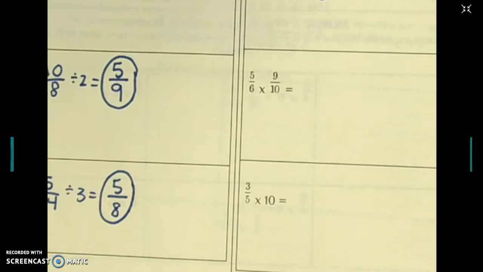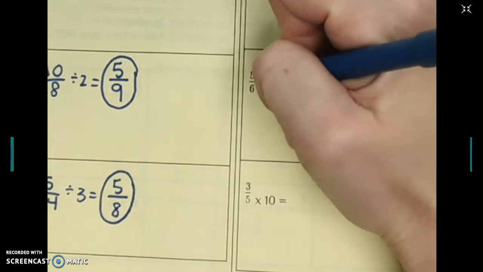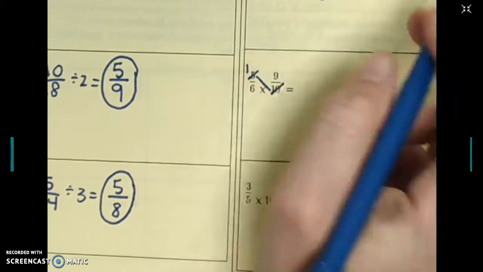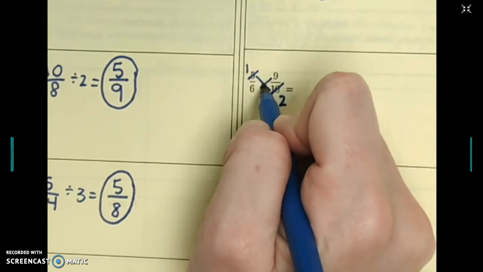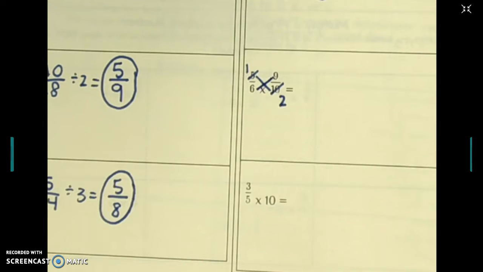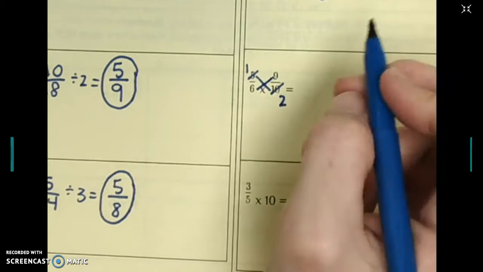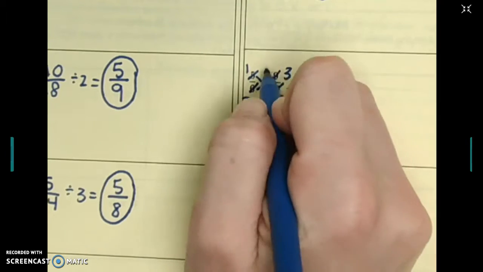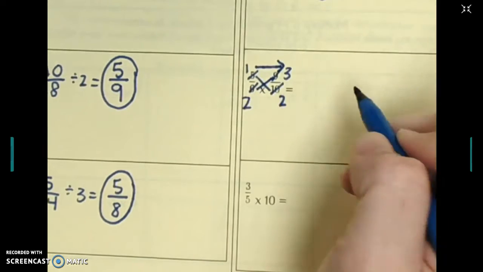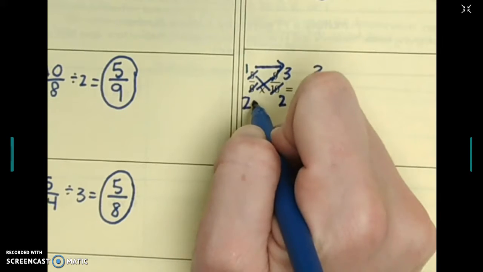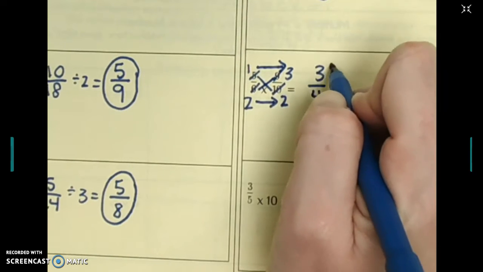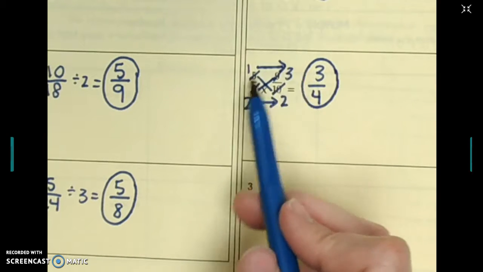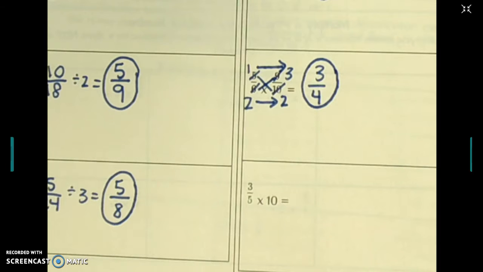Okay, let's see how you did. We're going to look at the 5 of the 10. 5 goes into 5 once, and 5 goes into 10 twice. Then we're going to look this way. We have a 6 and a 9, so 3 will go into each of those. 9 divided by 3 is 3. 6 divided by 3 is 2. Now we're just going to multiply across. So 1 times 3 is 3. And then 2 times 2 is 4. So you get 3/4. Sometimes you may only cross cancel one way, and you won't see the other way, so you'll just have to simplify at the end.